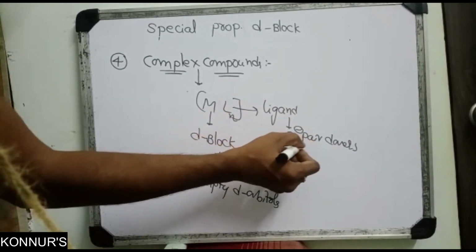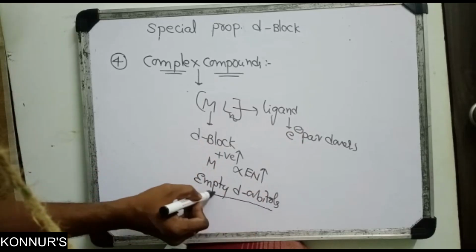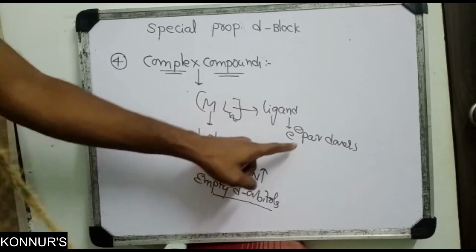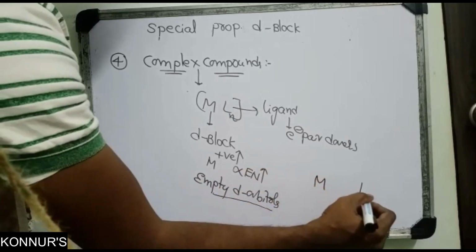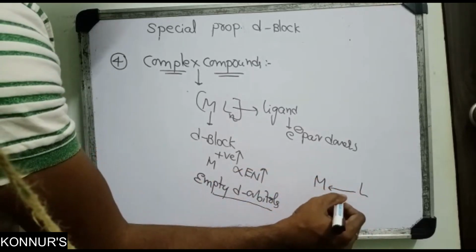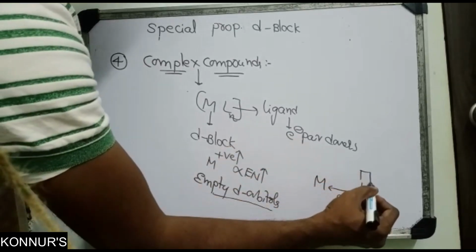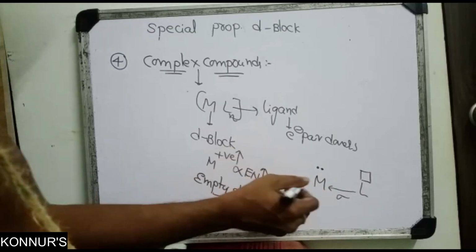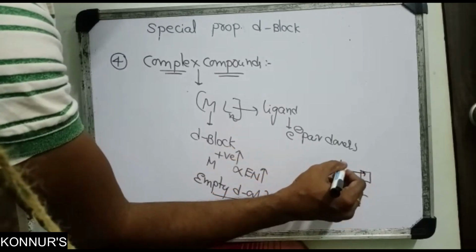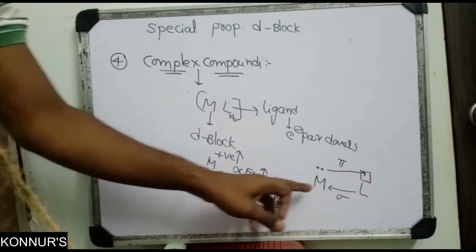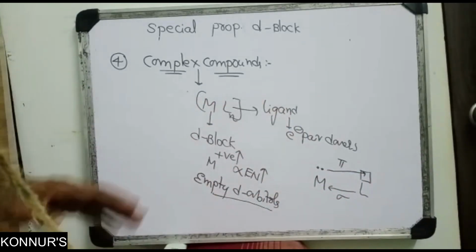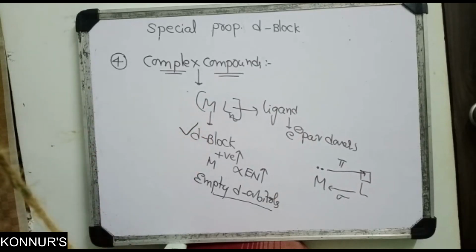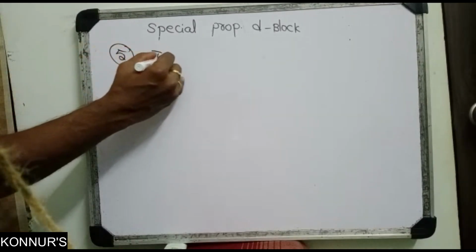Next, it donates a pair of electrons. Where is the accommodation? The metal has so many empty d orbitals, the lone pair comes and occupies the empty d orbital. So that's why the ligand is donating to the metal, and you are getting a sigma bond. Suppose the ligand also has empty orbitals, then the metal also donates a lone pair to it, which is a pi bond. So that means very strong bonds are observed between metal and ligand. So that's why complex compounds are very stable, and that is the special property of d block elements only. Next, fifth one, interstitial compounds.